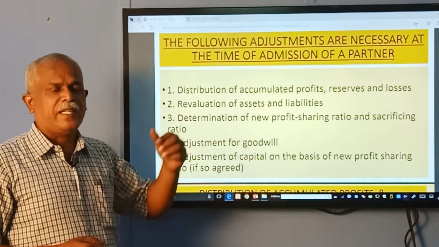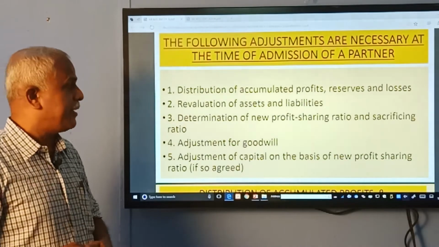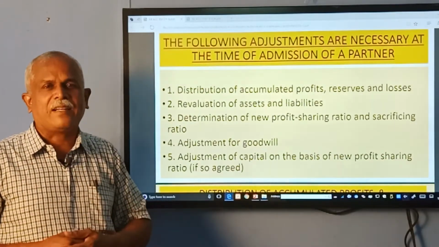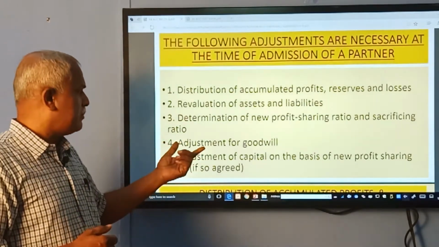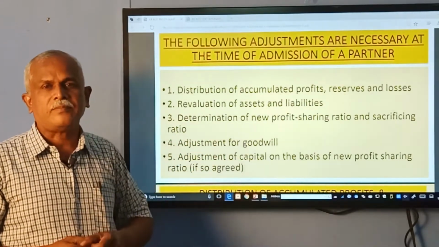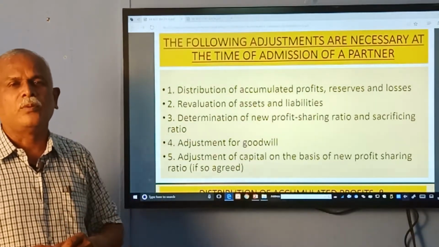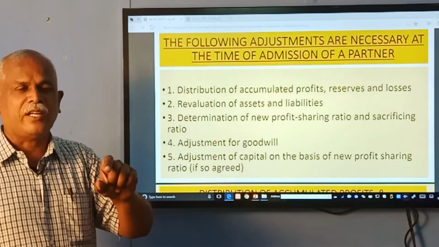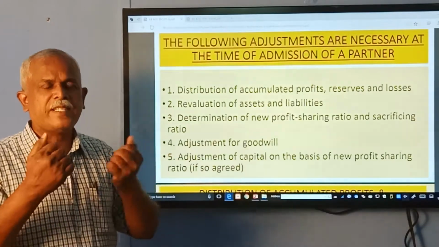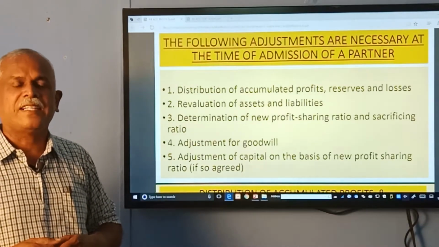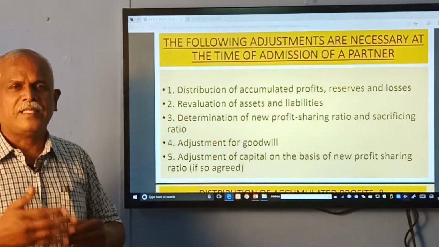Adjustment of goodwill. We have seen in the 4th chapter what goodwill is, what the various factors affecting goodwill are and how to calculate it by various methods. You must have worked it out. Now, that has to be adjusted. During admission, the incoming partner has to bring his share of goodwill. He has to pay for it, because he is purchasing profit share from the existing partners. So, he has to compensate the old partners. This is the right way of doing it.